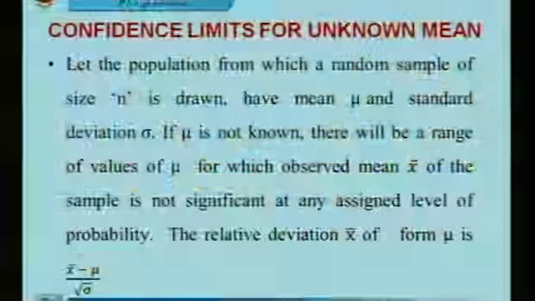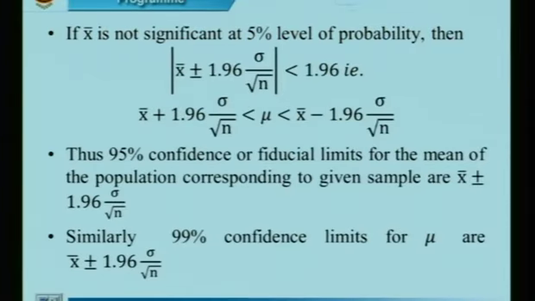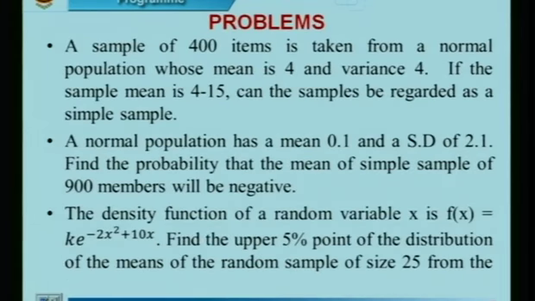Confidence limits for unknown means, already I had told you that there are two critical regions, that is mean plus or minus 1.96 into standard deviation divided by square root of total number given, and mean plus or minus 2.58 standard deviation divided by square root of n, that is sample size. Then here we consider some situations how this declaration is to be done from the hypothesis point of view.